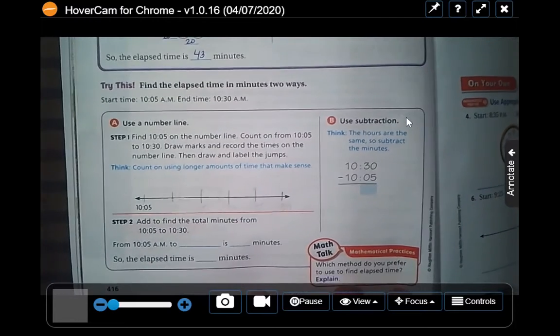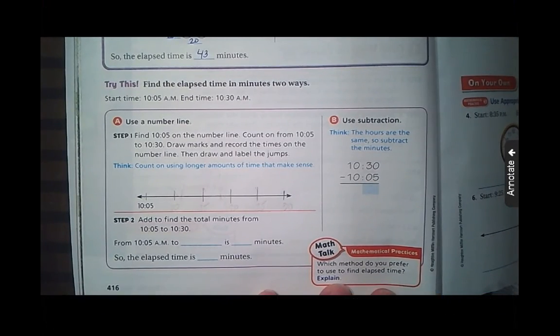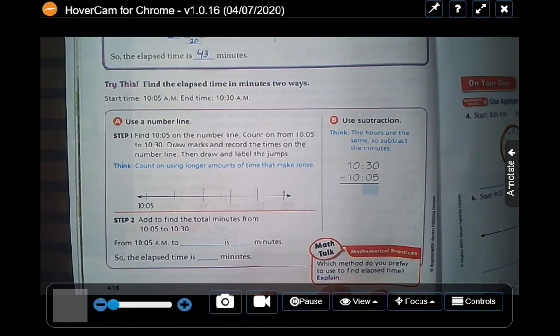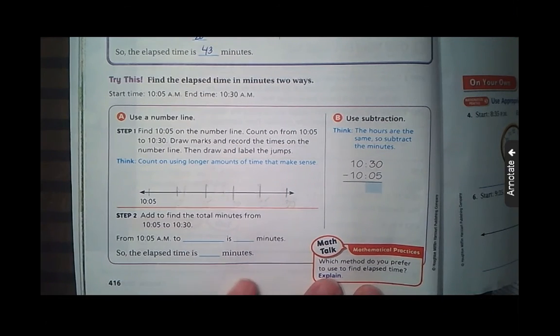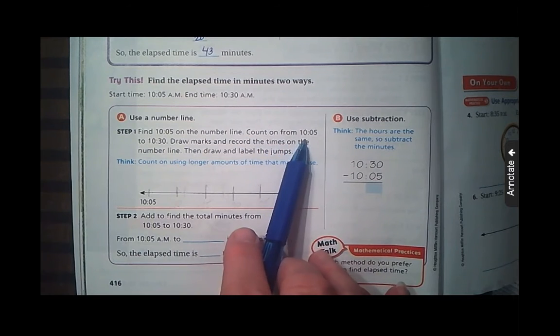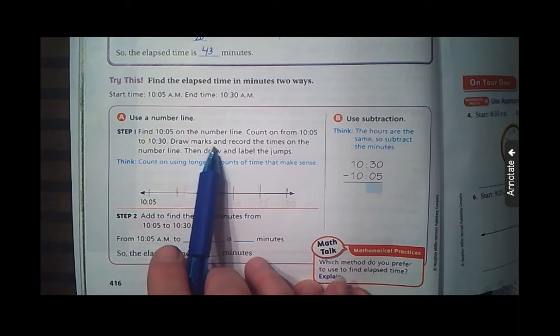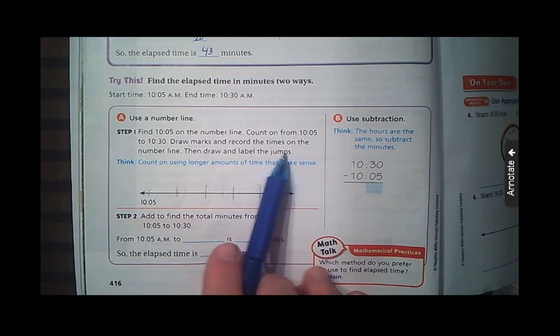All right. Let's take a look at this one. We're going to find the elapsed time in minutes in 2 ways. Our start time for this problem is 10:05 a.m. and our end time is 10:30 a.m. So the one way they want us to try is to use a number line. It says find 10:05 on the number line, count on from 10:05 to 10:30. Draw marks and record the times on the number line, then draw and label the jumps.